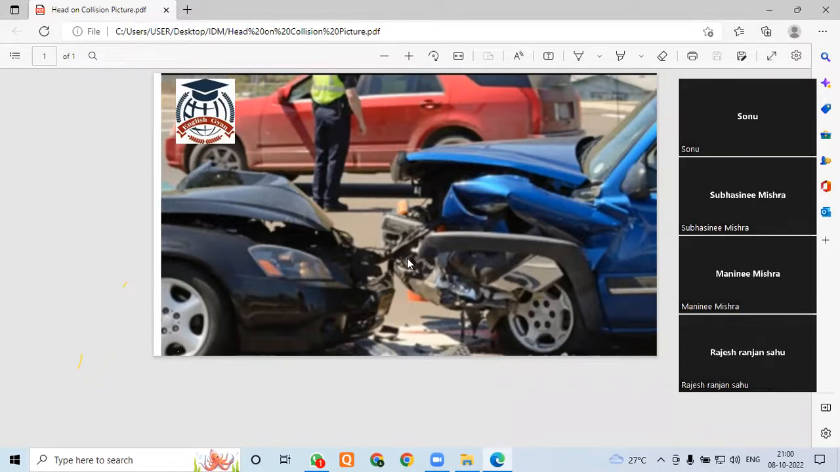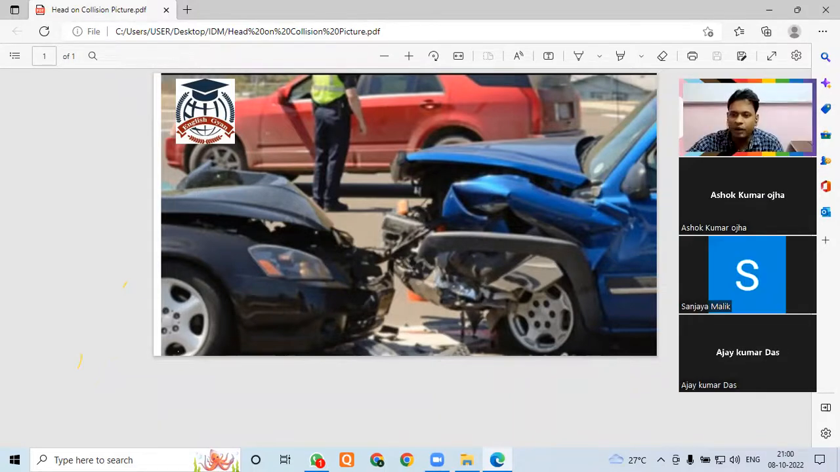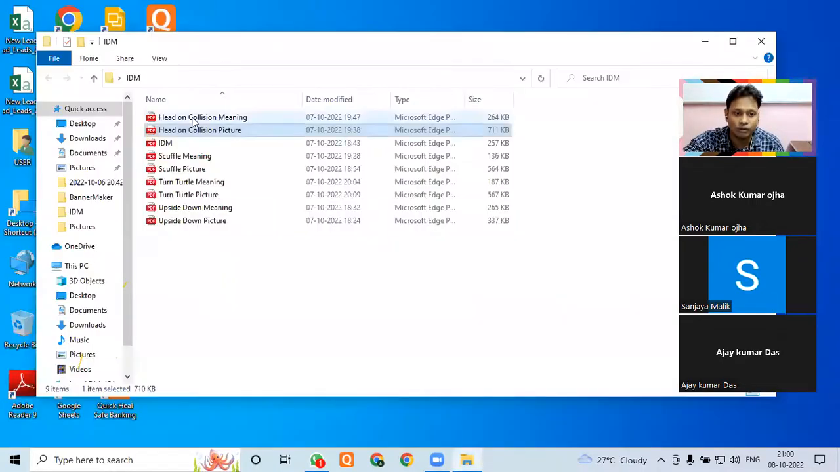Everybody, I just want to know your visualization power. Look here, what happens? The front end of both cars have a collision. Look at the front end. This is the front end of that car, and this is also the front end of that. And my dear friends, whenever the front ends collide, that is something called head-on collision. Look at the picture and the exact description I'm going to give you.